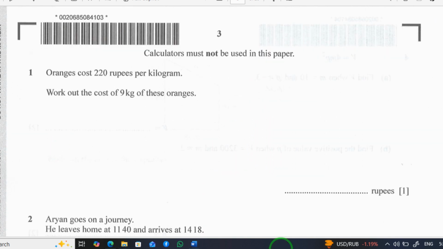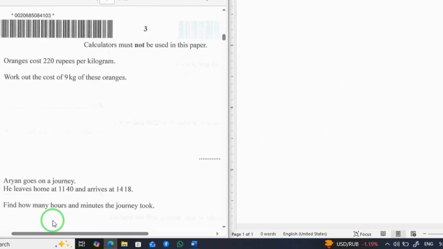This is the first question. Okay, let's get started. First question. Oranges cost 220 rupees per kilogram. Work out the cost of 9 kilograms of these oranges. The first question is very easy. It is actually a piece of cake.